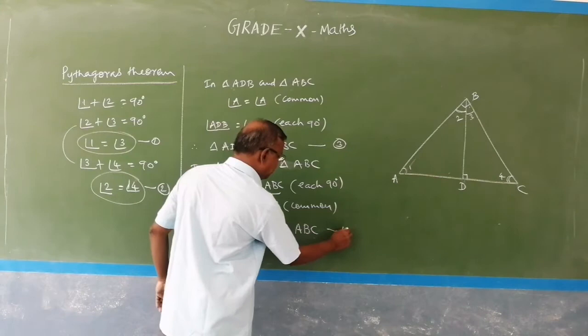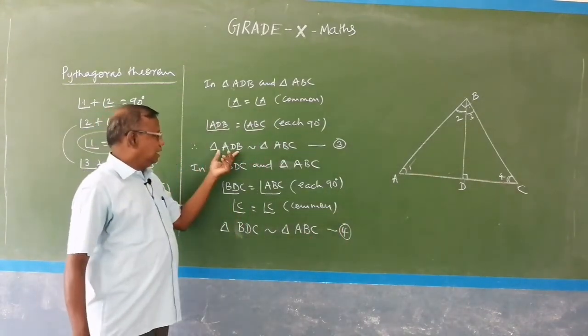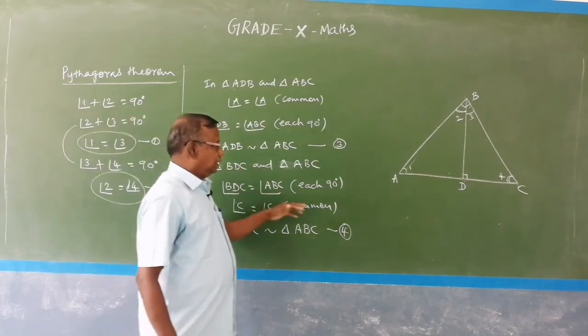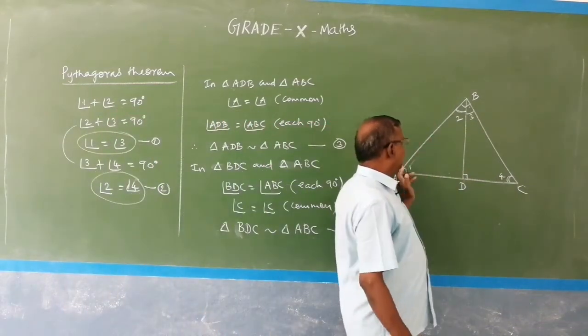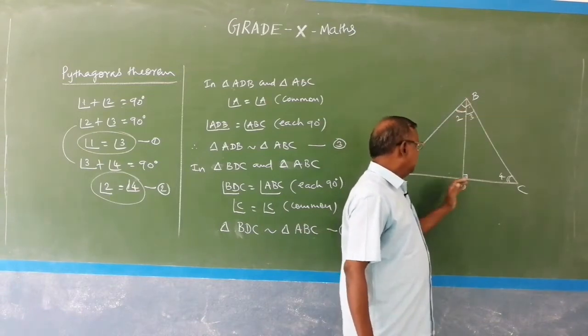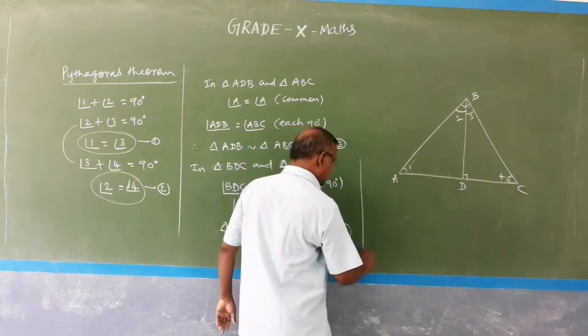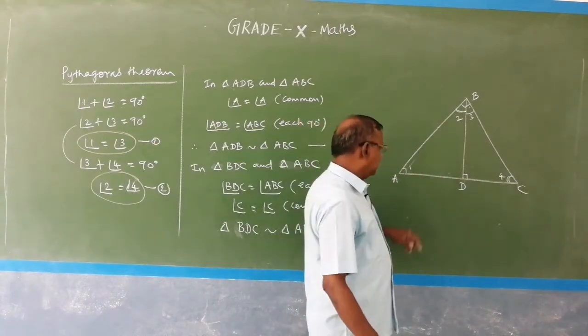So, this is the fourth point. There are two similarities we have proved. One is triangle ADB similar to the bigger triangle ABC. Similarly, triangle BDC is similar to the bigger triangle ABC. Now, we can prove these two triangles are also similar to each other.